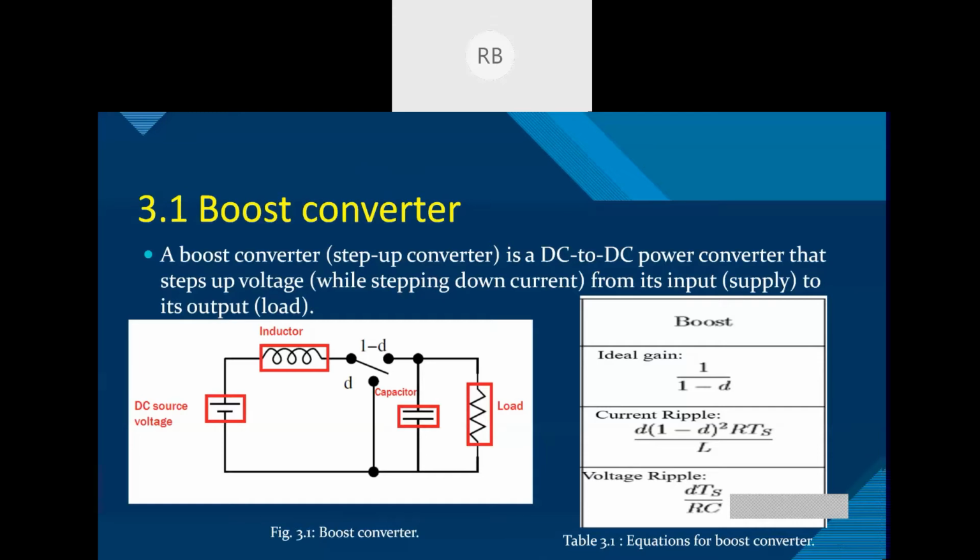So these are the formulas related to it. The ideal gain is 1 by 1 minus d, where d is the duty cycle. The current ripple formula is d into (1 minus d) whole squared R into Ts, where Ts is the switching time period of the converter. Then the voltage ripple is dTs by RC. All these formulas are derived using the voltage-second balance equation and the current-second balance equation.